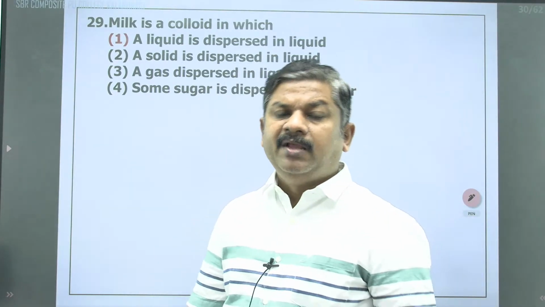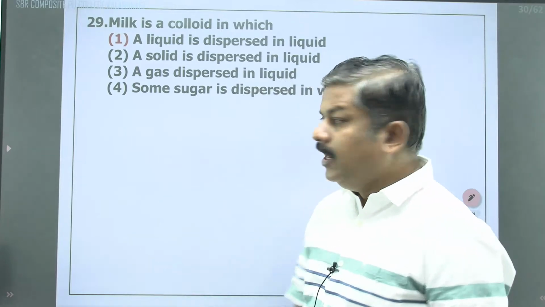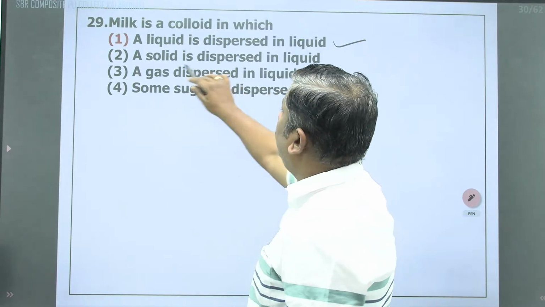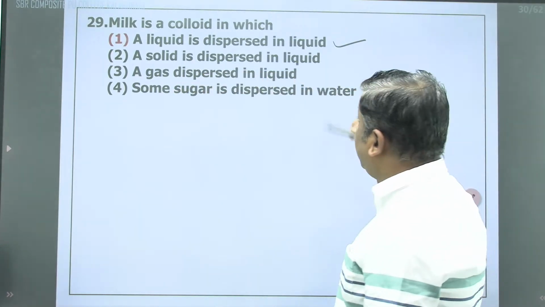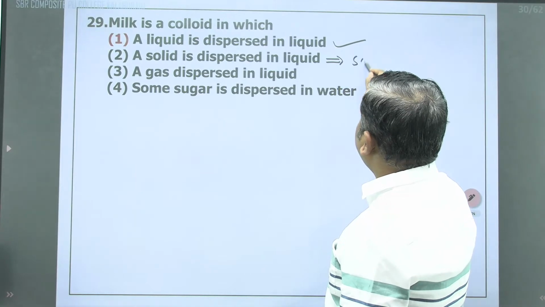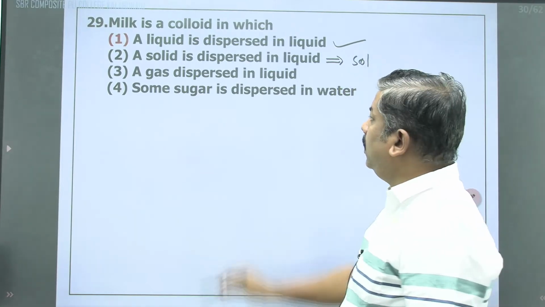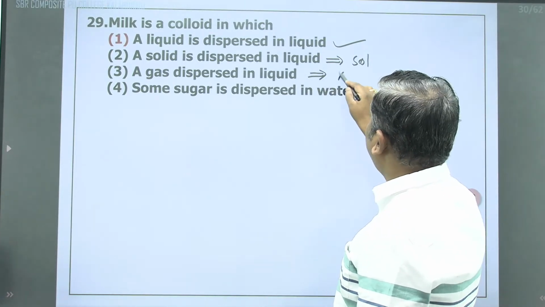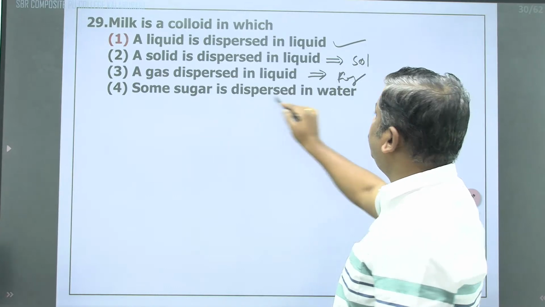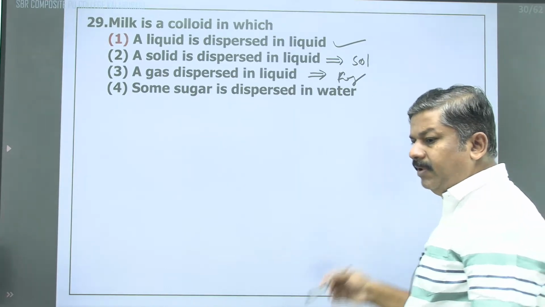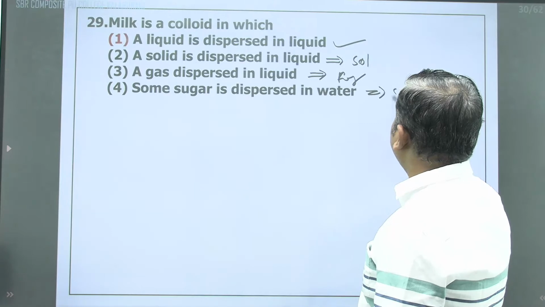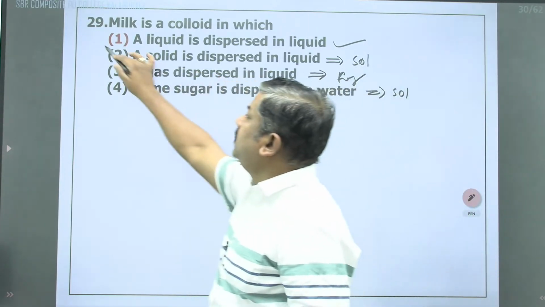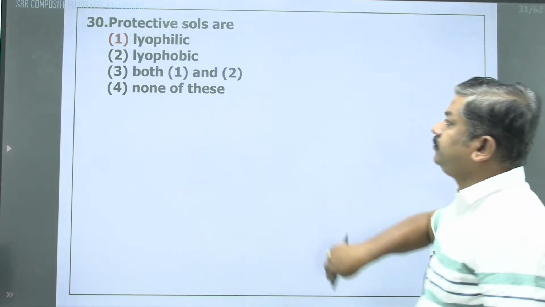Emulsion is a colloid in which liquid dispersed phase is present in liquid dispersion medium. Liquid is dispersed in liquid. This is found to be correct. What is the name given for solid dispersed in liquid? When solid is present in liquid, it is called sol. Gas dispersed in liquid is commonly called fog. And sugar dispersed in water is commonly called sol. Solid is present in liquid. So the correct option for this question is the first one.